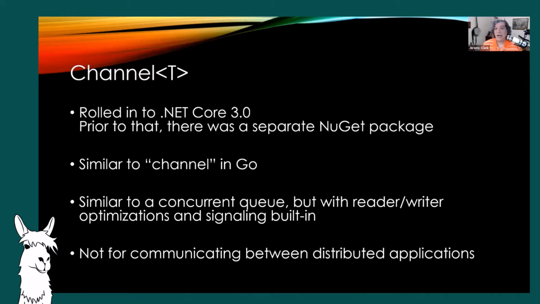Now, one thing, this is not for communicating between distributed applications. So for those of you who are looking for alternatives to whatever type of service bus you're using right now, channels isn't that. This is really useful for, I'm going to stay away from the word process because process is such a loaded term in our industry, but I'll say within a single executable. So we can have concurrent operations that can communicate with each other.